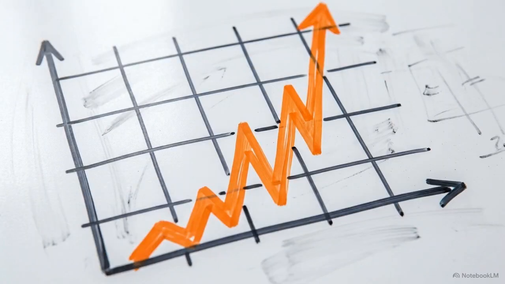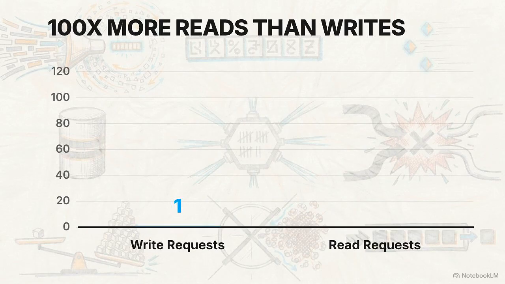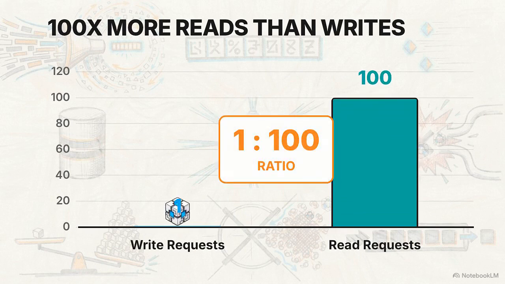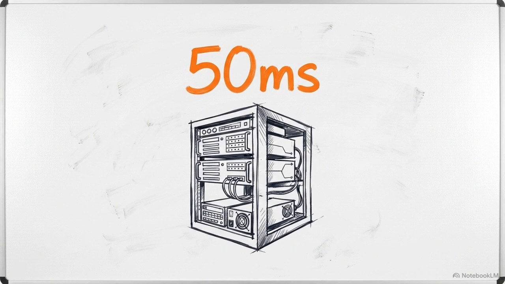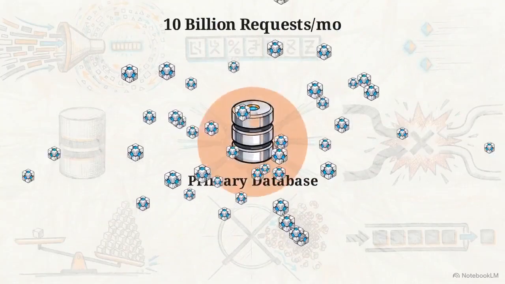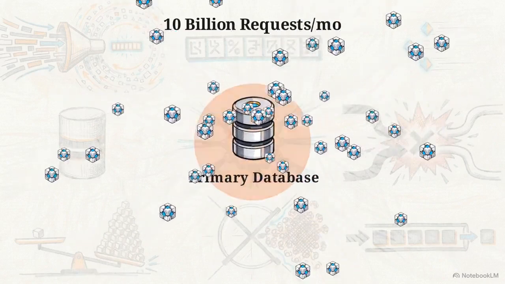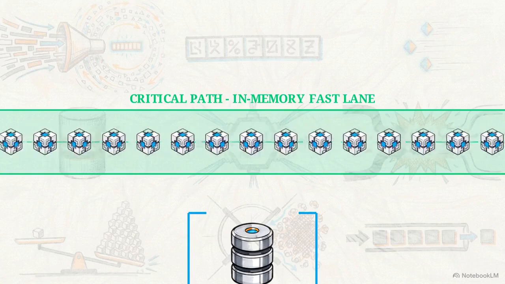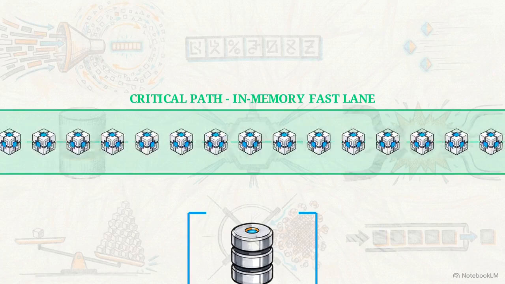This specific traffic volume introduces a severe architectural constraint. For every single time a user creates a new link, the system has to process 100 redirect requests. Despite handling 100 times more read traffic than write traffic, the system operates under a strict latency hardline. Every redirect has to complete in under 50 milliseconds, so the user never notices the hop. At 10 billion monthly requests, a standard database lookup becomes a systemic liability. Engineers must design an architecture that prioritizes read throughput by removing database lookups from the critical path.